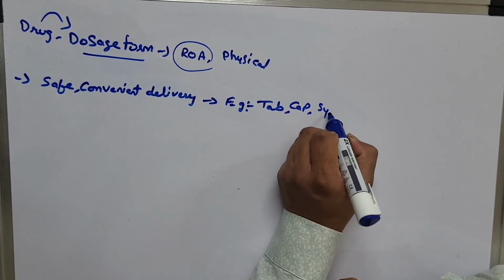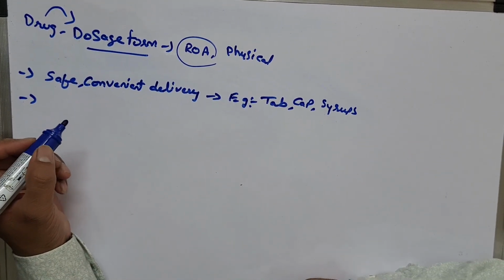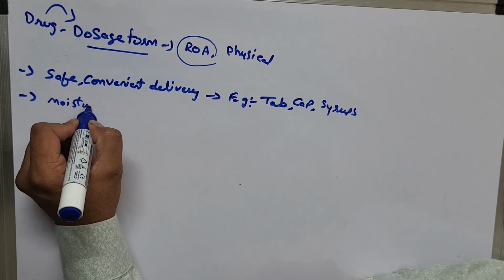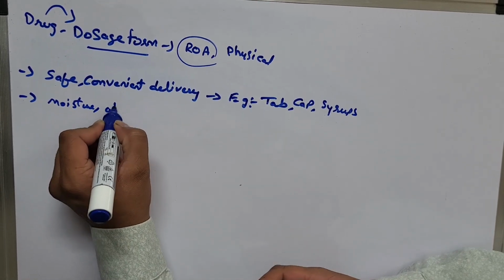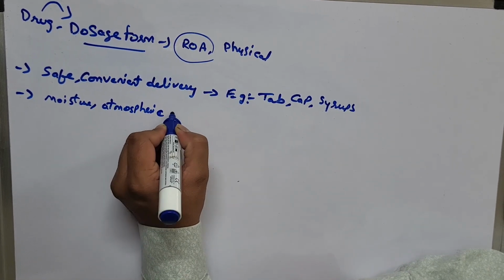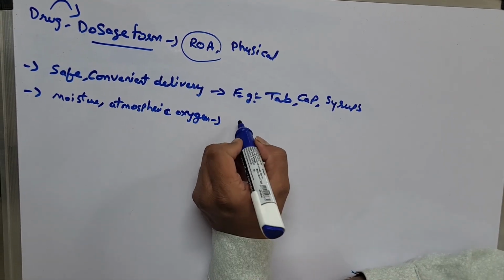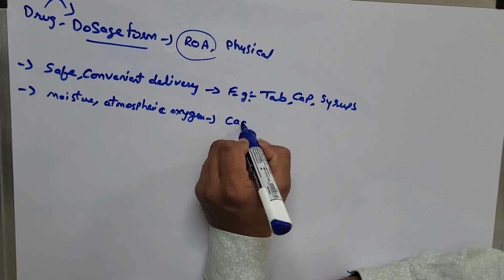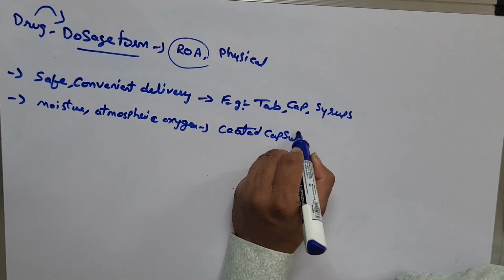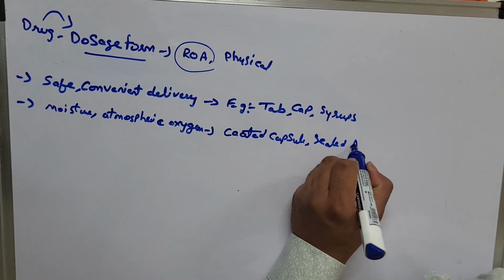capsules, and syrups. And for drugs which are affected by moisture or atmospheric oxygen, we can convert them in the form of coated capsules or sealed ampoules.